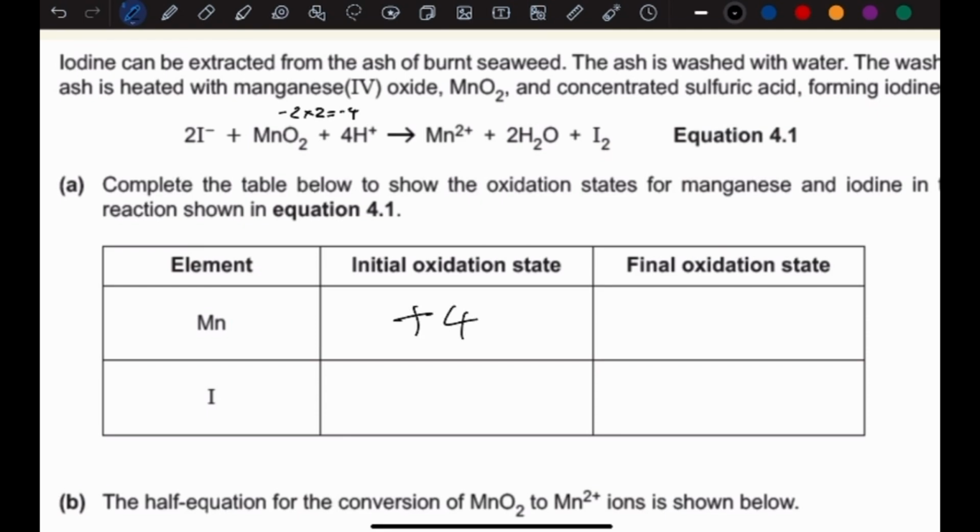Yeah? Then let's think final oxidation state. Look at manganese, 2+ ion, yeah? Cool. Happy days. Iodide there. On this side, it's a -1 ion. We're chilling. Then let's look on this side. It's by itself, so it's 0. I hope that makes sense. Yeah? Think about the rules that we did at the start of the lesson.